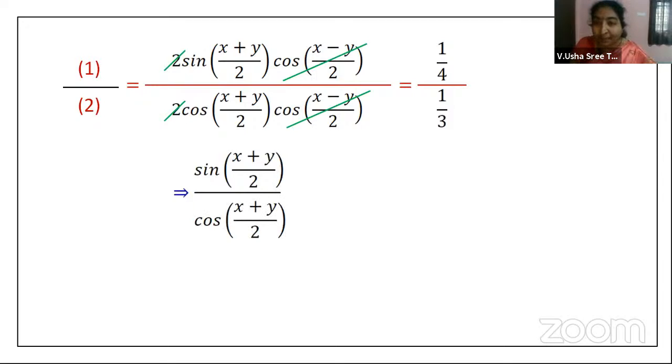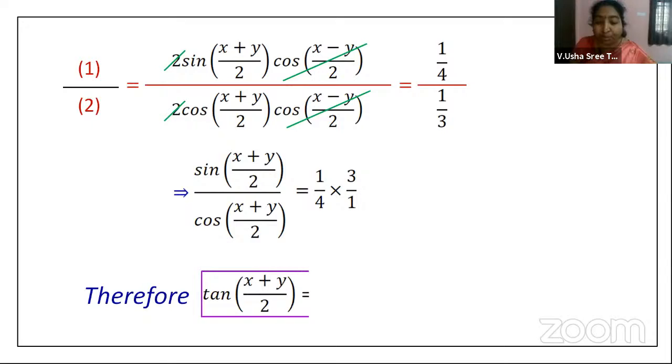Of course, this is nothing but tan of (x plus y) by 2. And for 1 by 4 divided by 1 by 3, the fraction in the denominator we take the reciprocal of. Then you will have it as 3 by 4. Therefore, tan of (x plus y) by 2 is equal to 3 by 4.